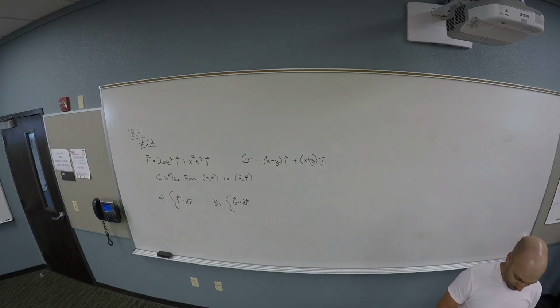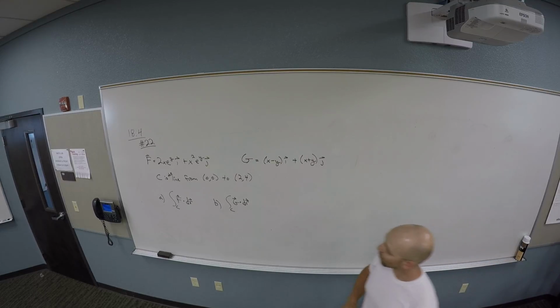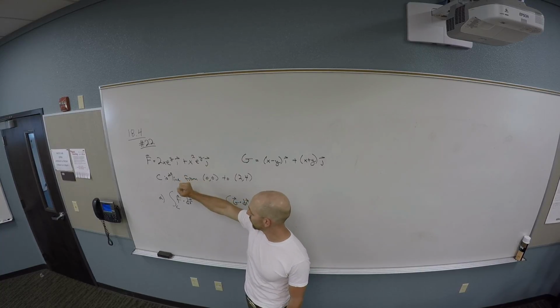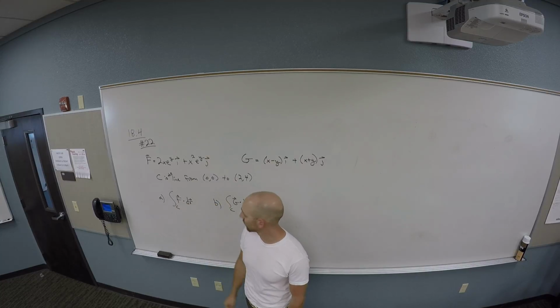All right, so let's see if we can get number 22 from 18.4 correct. Hopefully, maybe. First one, A. I want to integrate over the line from (0, 0) to (2, 4) the vector field ⟨2x e^y, x² e^y⟩. What do you note about that?